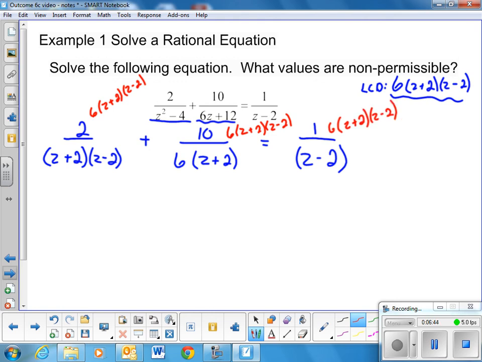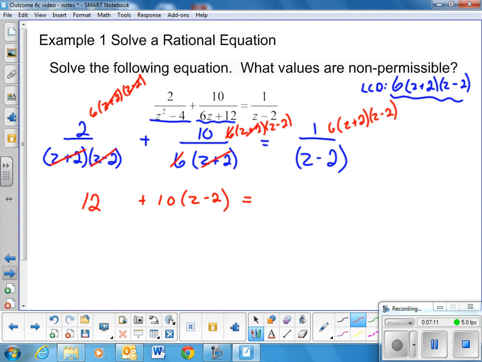Looking for things that will simplify or divide out. The z plus 2 in the bottom and the top will divide out to be 1. Z minus 2 and the z minus 2 cancel out, and so I'm left with 2 times 6, or 12. In the middle term, the 6's will cancel, the z plus 2's will cancel, leaving me with plus 10 times z minus 2.